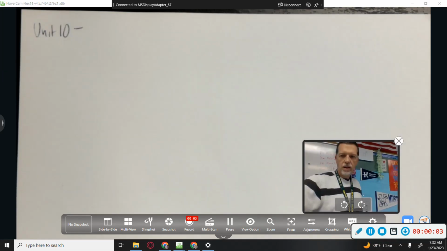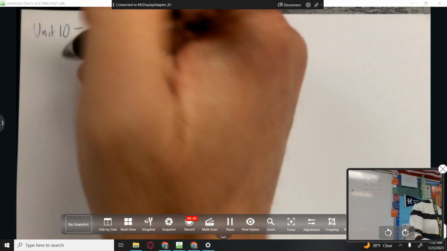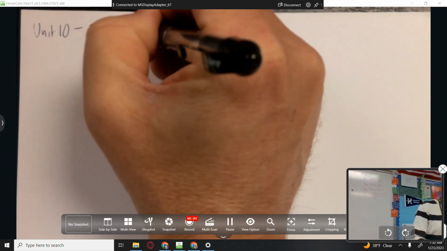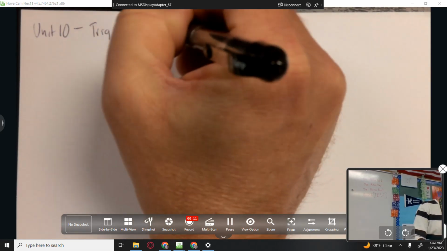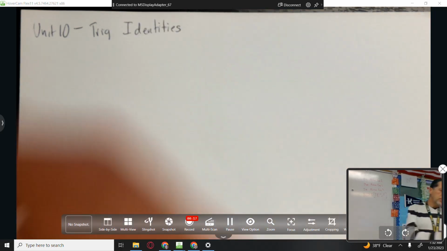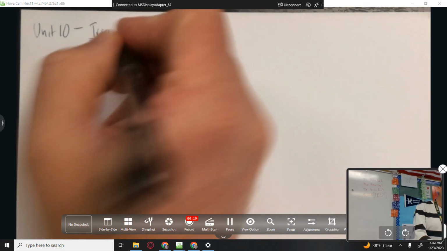Unit 10 is trig identities. Trig identities. Throw those words around a lot. Let's just review what both of those words mean.